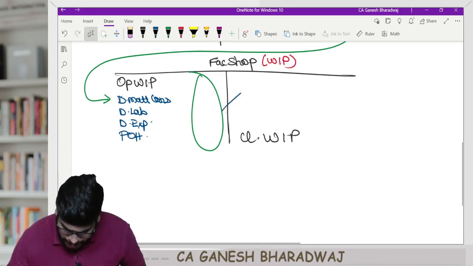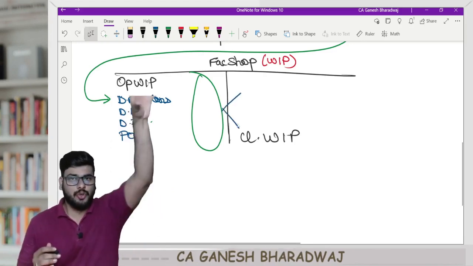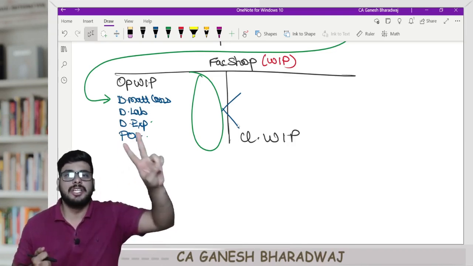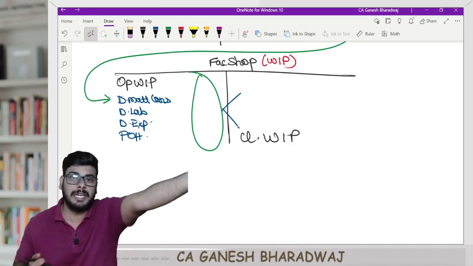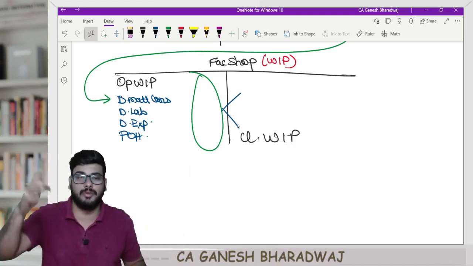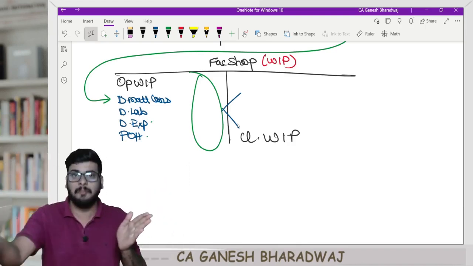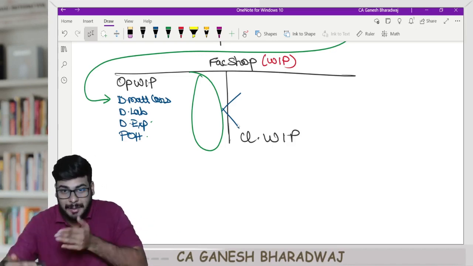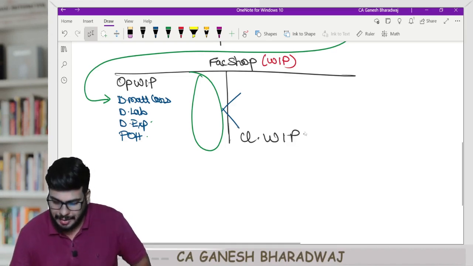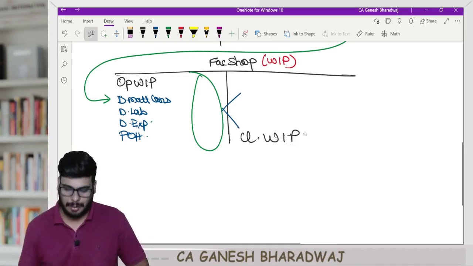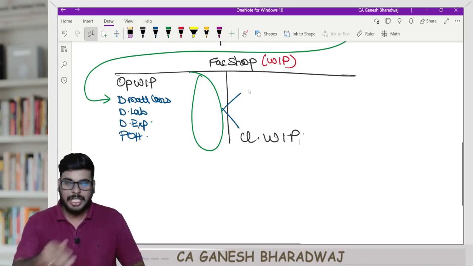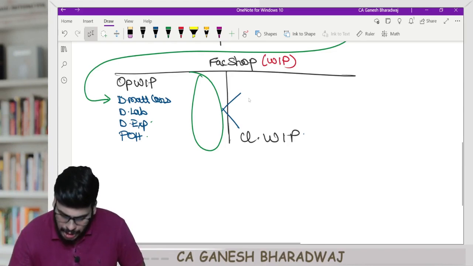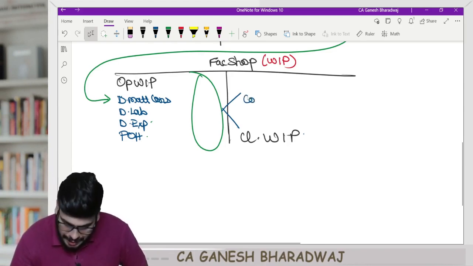Now, broadly, what has happened? By consuming all these costs, what can happen? You can completely produce and transfer some units. That is, some units may be completed and transferred as FG, while some units will still be in the process of completion and will remain inside your machine as closing WIP. So here this overall cost can be bifurcated into two. What and what? One is your completed FG.